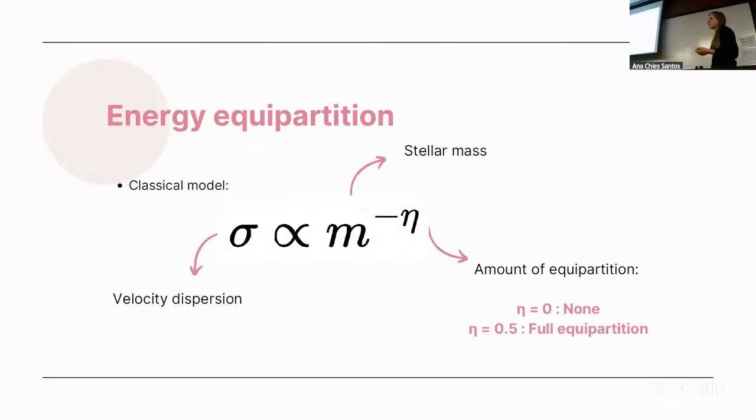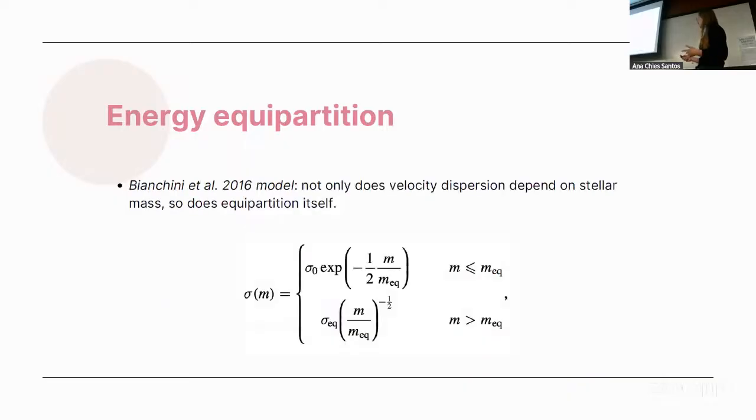To quantify the degree of equipartition, we use two models. The first one is the classical one, that says that basically velocity dispersion is proportional to the stellar mass elevated to the minus eta, and we call eta the degree of energy equipartition. If eta is equal to 0, basically the velocity dispersion does not depend on stellar mass, so there's no equipartition. And if it is equal to 0.5, we say that the system is at full equipartition.